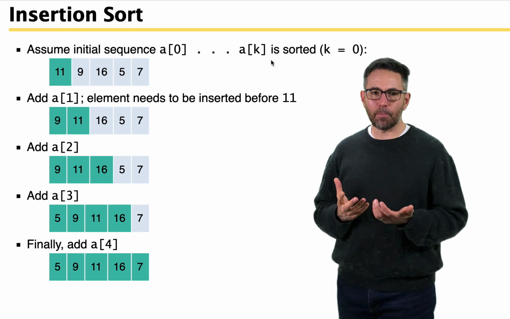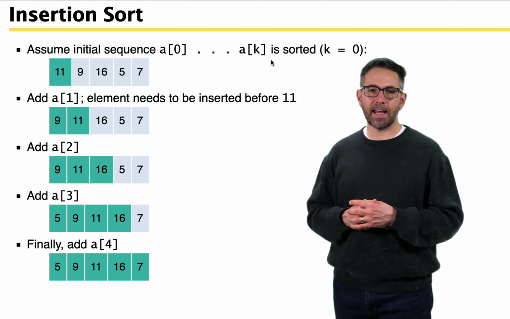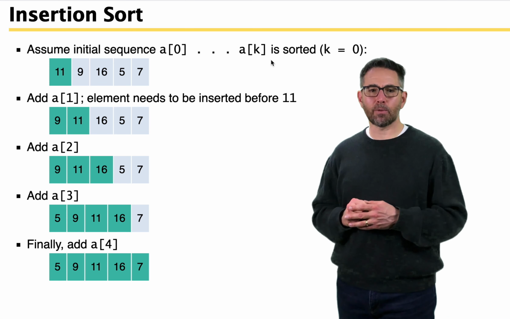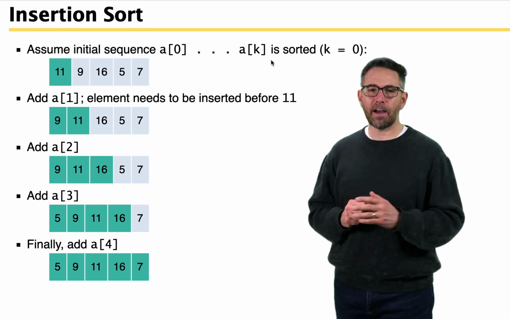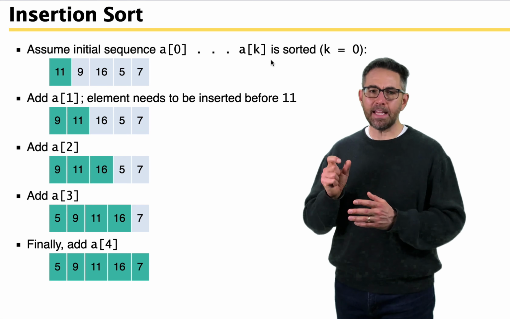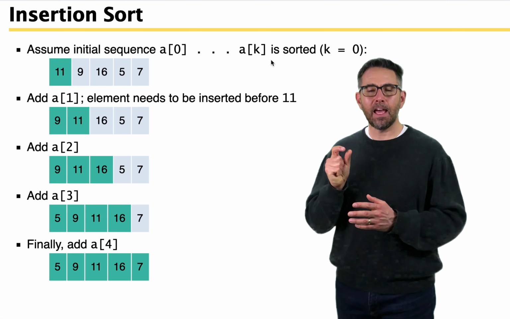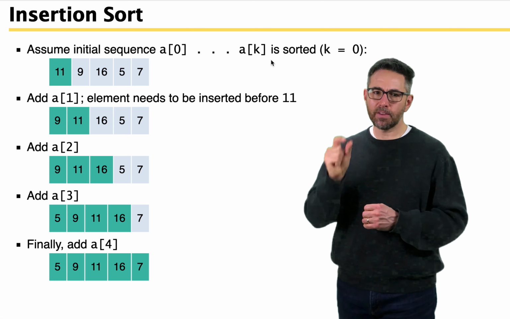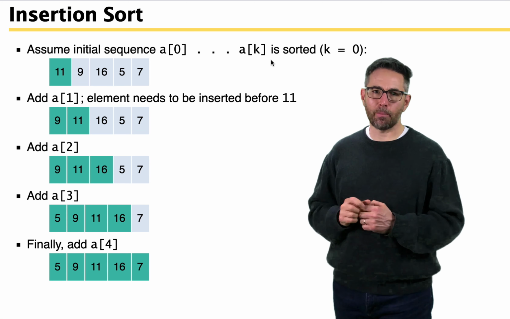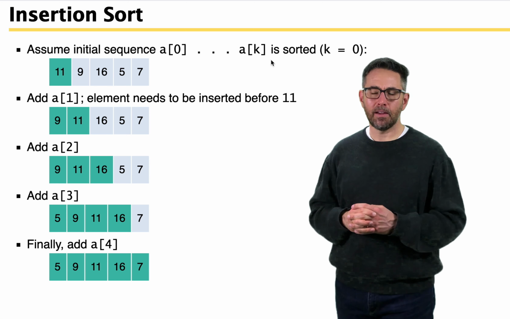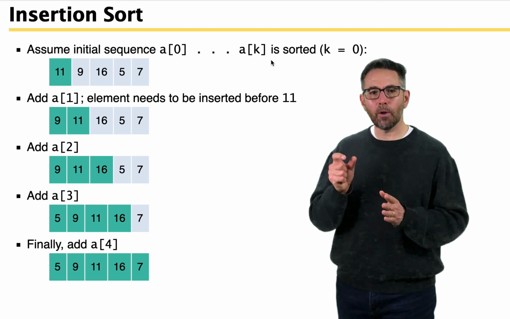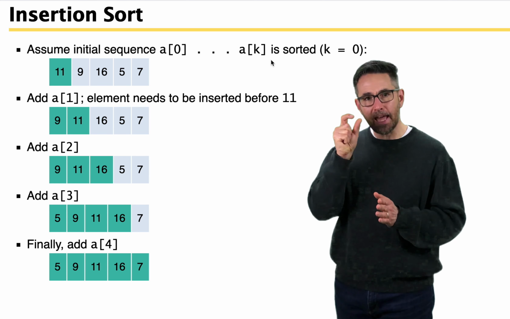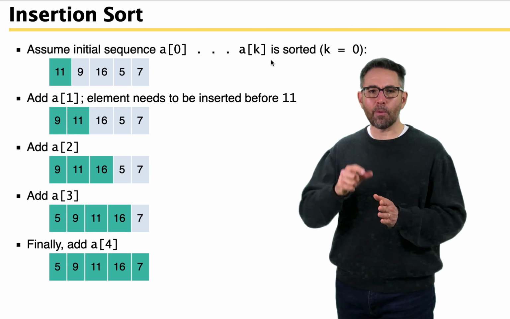In this example, we start with an array that has 11, 9, 16, 5, and 7. We assume that 11 is in the right spot, but 9, 16, 5, and 7 aren't. So we take out the next element, 9, and put it wherever it belongs in the sorted section. It belongs before the 11, so we put the 9 before the 11. Then our tail has gotten smaller, and we pull out the 16 and ask, where does the 16 go between the 9 and the 11? It goes at the end. So we put it there, and we shrink our tail by 1.